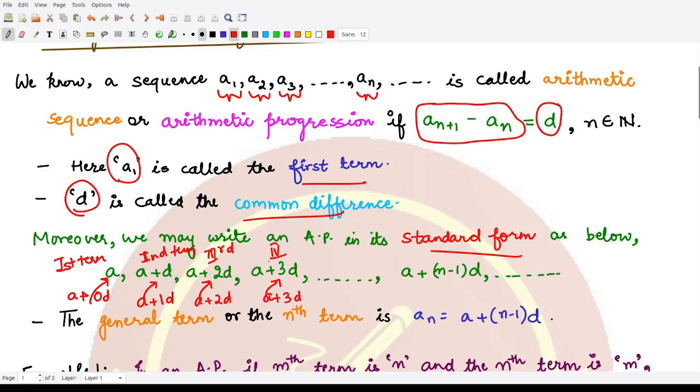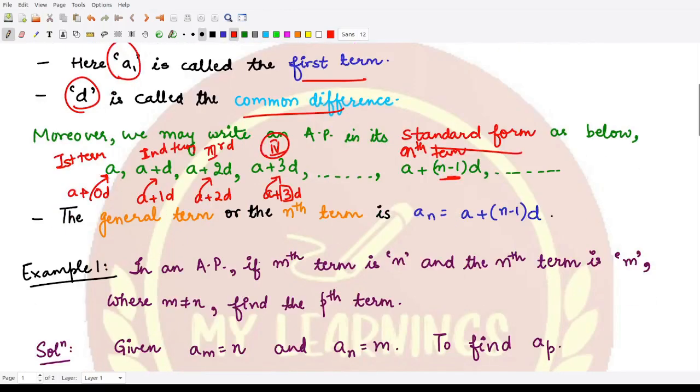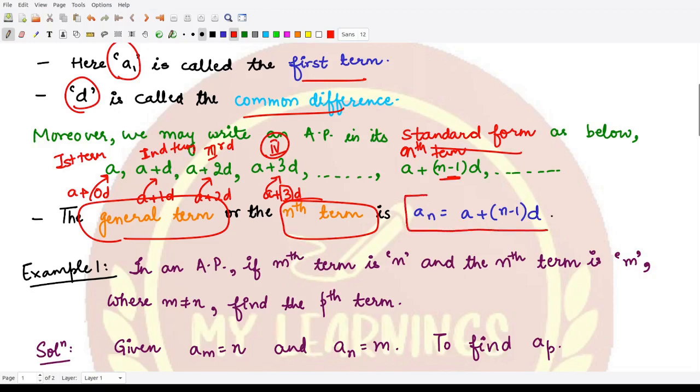So that means whatever the number of the term, we have one less than that number multiplying d. So for the nth term we would have n minus 1 times d, and this is nothing but the general term or the nth term for the given AP. We need to remember this formula: an is equal to a plus (n minus 1) times d.